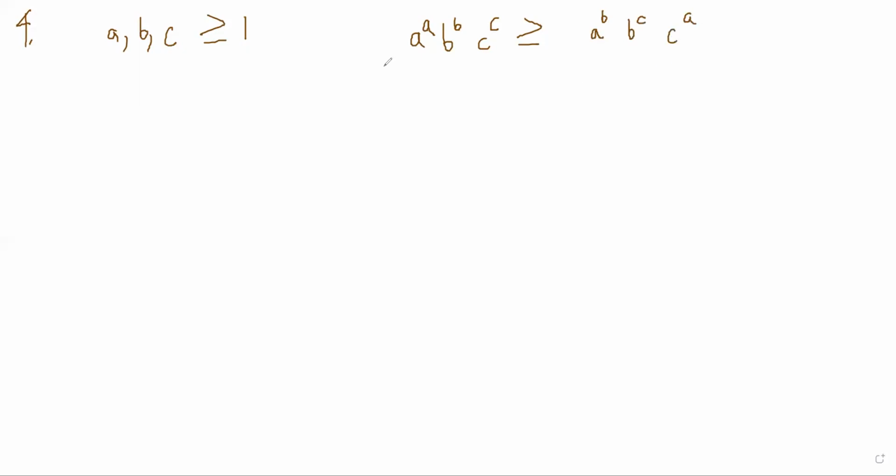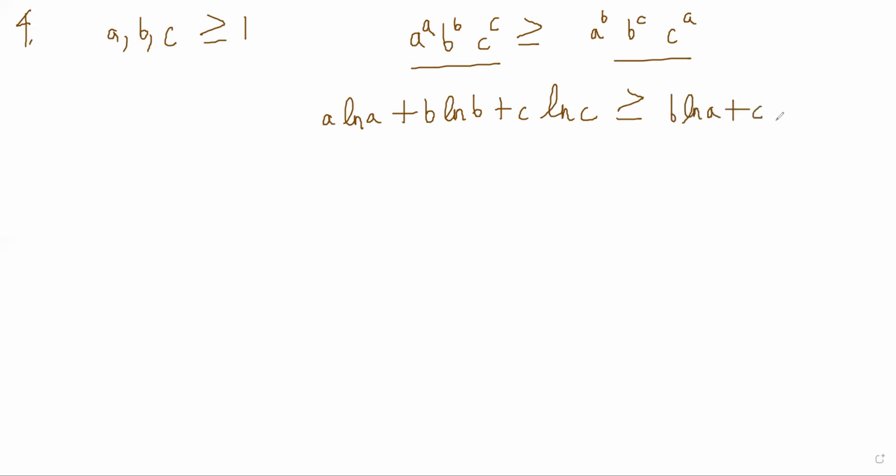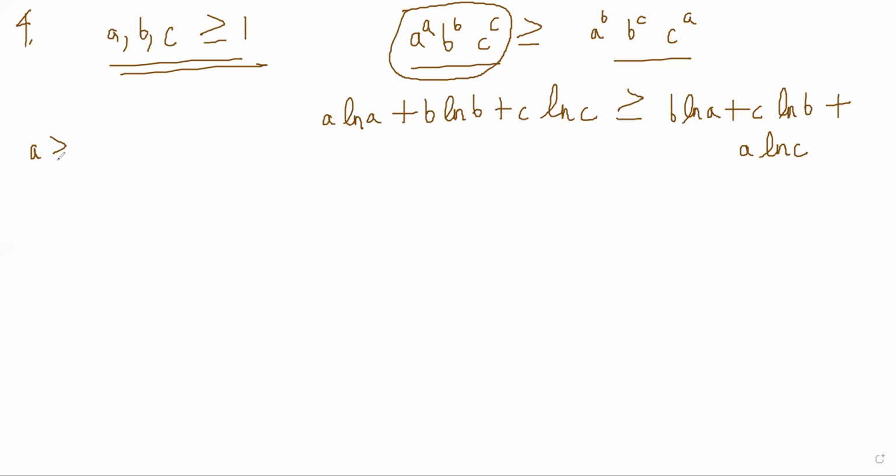Now you will see the power of rearrangement very easily here, because if I take log on both sides, it will become A ln A plus B ln B plus C ln C. And we have to prove that that is greater than or equal to B ln A plus C ln B plus A ln C, right? Now, since this is a symmetric function, we can assume without loss of generality that A is greater than B is greater than C. And that implies that ln A is greater than ln B is greater than ln C.